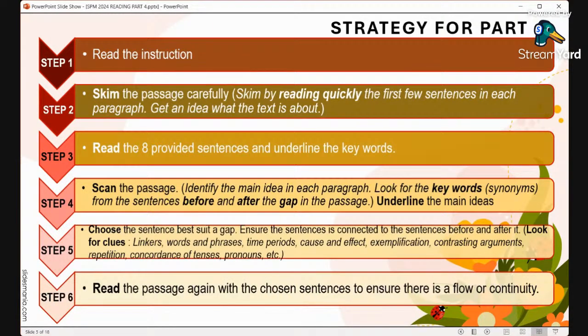And the last one is, once you have decided which one goes where, which sentence goes into which gap, you have to read the passage again with the chosen sentences to ensure it sounds right. There's a flow, there's a continuity.